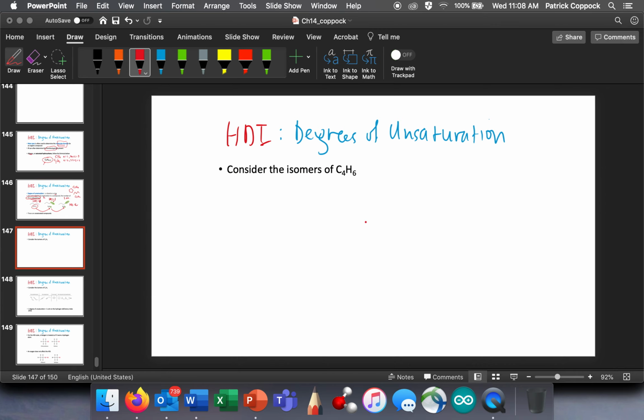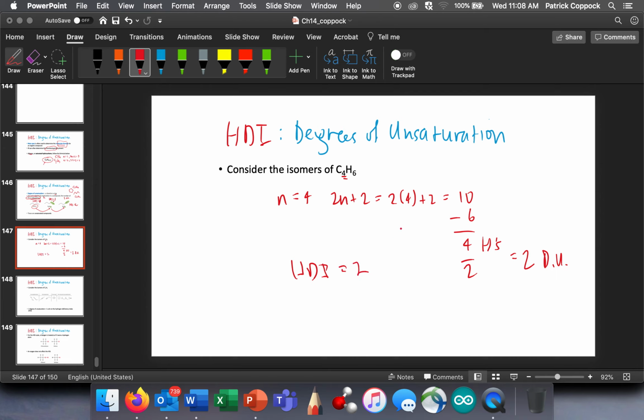So let's take, for example, C4H6. In C4H6, n is equal to 4, so 2n+2 is 2 times 4 plus 2, which is equal to 10. And C4H6 doesn't have 10, we actually have 6. So it looks like we're missing 4 hydrogens. If we were missing 2, it would be 1 degree of unsaturation. So 4 divided by 2 is equal to 2 degrees of unsaturation. So the HDI index for this is 2.